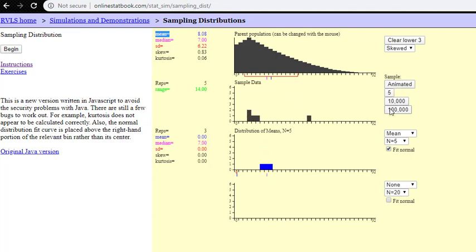And let's jump ahead to a sample of 100,000 and look at that. We get again something that's fairly close to normally distributed, and our population mean, which is 8, and the mean of the distribution of sample means are also very close. Well, 8.08 and 8.09.